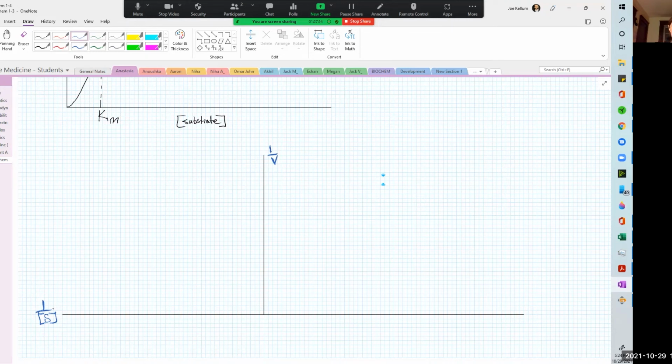I'm sorry, could you repeat that? I didn't catch what you said. That's okay. It's because it's all reciprocal. The y-axis is going to be 1 over Vmax, and the x-axis is 1 over Km. You mean the y-intercept? Yeah, the y-intercept.